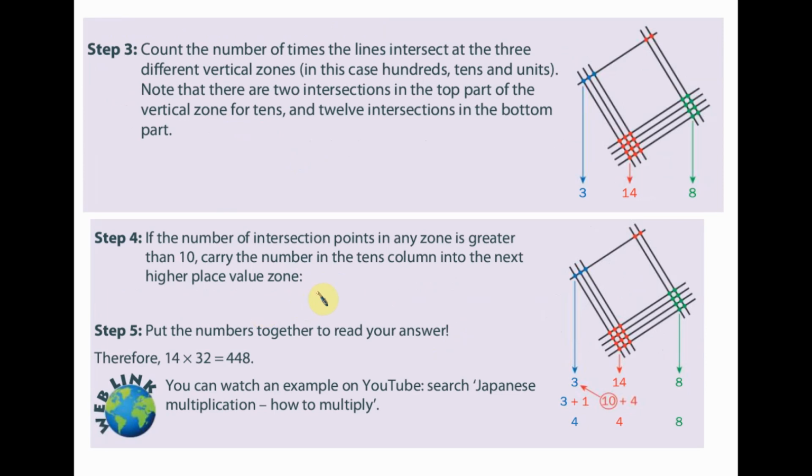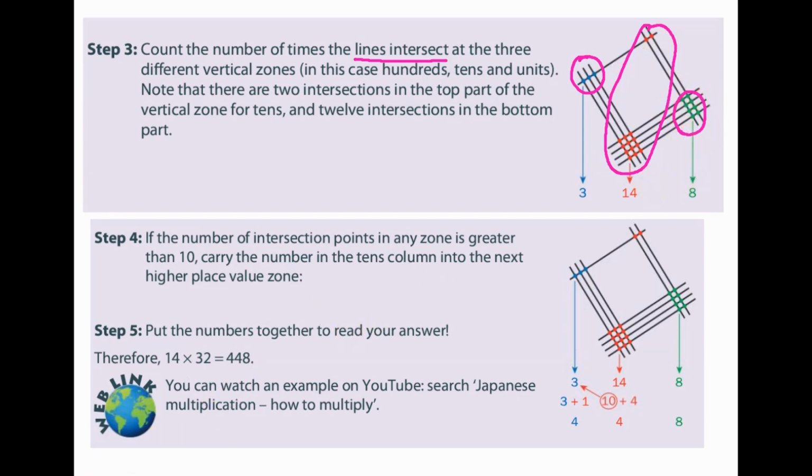So then the third step, you'll be counting the number of times the lines intersect at the 3 different vertical zones. So for example, you will have a zone right here, you have the second one, which is right here, and then you will have another one right here. Doesn't that look like a division sign, by the way?